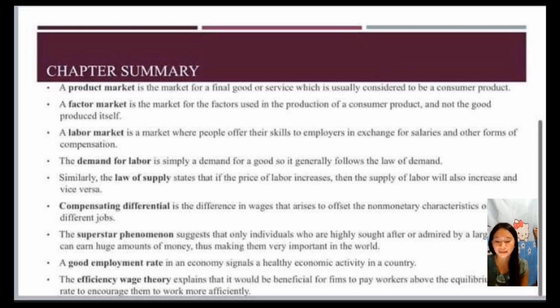And then the superstar phenomenon, how a celebrity like a singer or an athlete can earn exceptionally high incomes. And then the employment rate is the percentage of employees in the workforce.